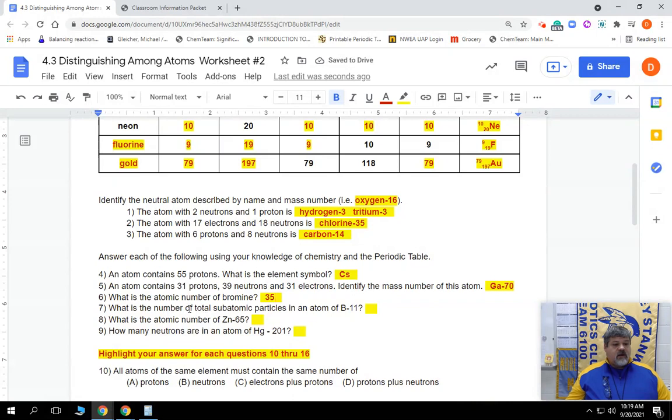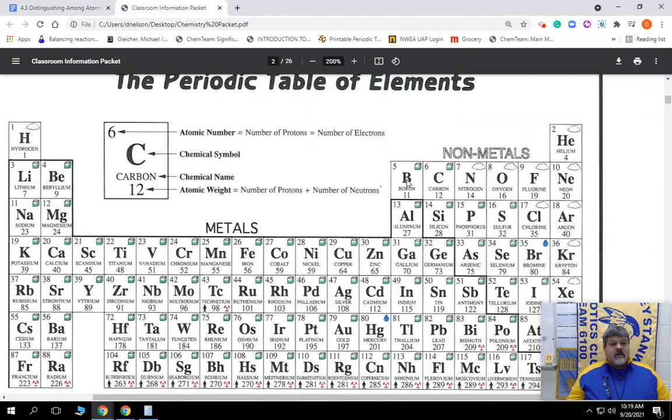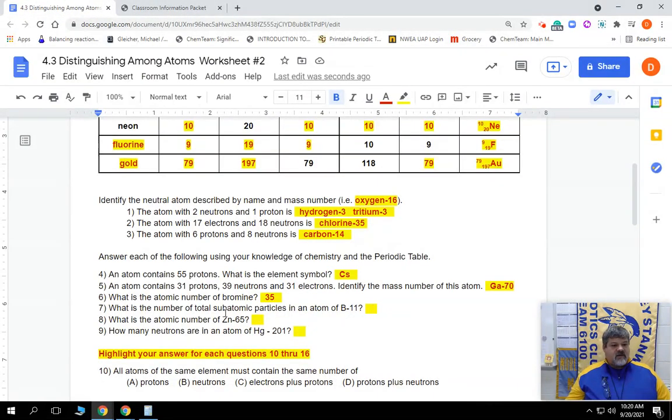What is the number of subatomic particles in an atom of B11? So B11. The 11 is the mass number, and B is the symbol. So let's find B. We have boron. So I know that I have 11 protons and neutrons together. Plus, we're going to add the number of electrons because the question said how many subatomic particles. So we have to count the electrons. So 11 plus 5 is 16, and that would be your answer. So what is the atomic number of Zn65?